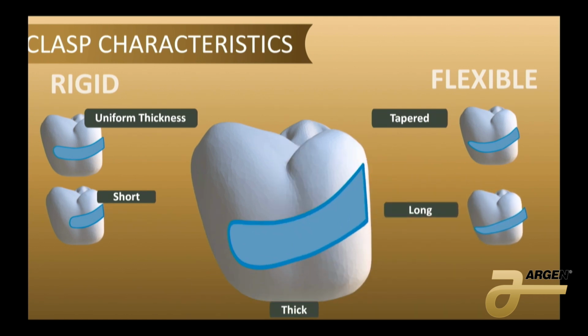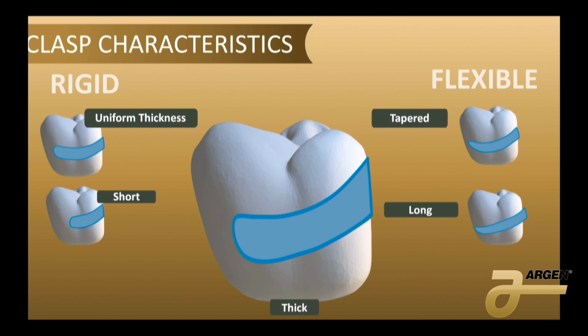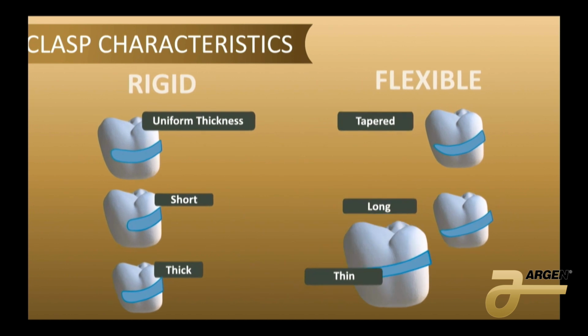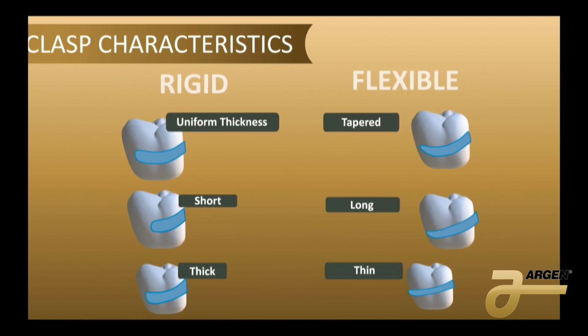If you have a clasp that is really wide and thick, it's going to be rigid. If you have a clasp that's thin, it's going to be flexible. It's really important to know these things, when and where you want to use what for what types of clasps. Sometimes we need flexibility, sometimes we need it to be rigid. So knowing what types of designs will give you that type of clasp is really important.